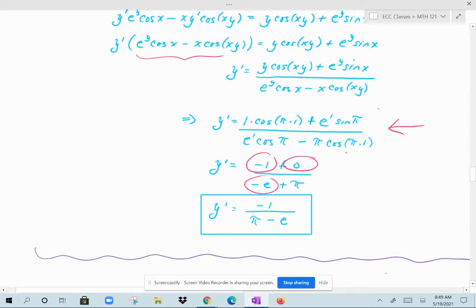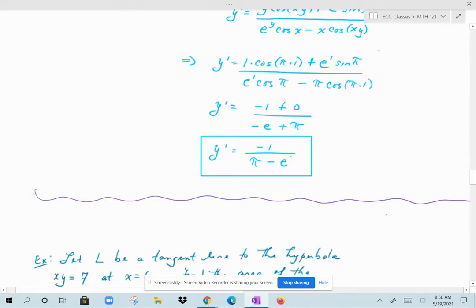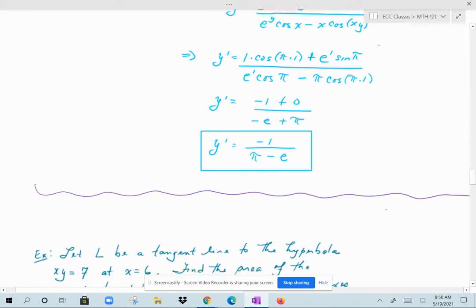And here I have pi times the cosine of pi. Cosine of pi is negative 1, so 2 negatives gives me a plus pi in the denominator. So when I simplify all of that, I end up with negative 1 over pi minus e. I just put the pi first since it was positive. Okay, so that was it for implicit differentiation.